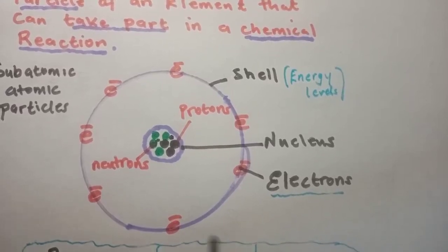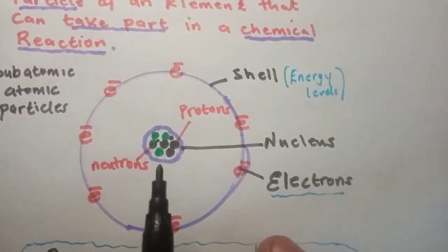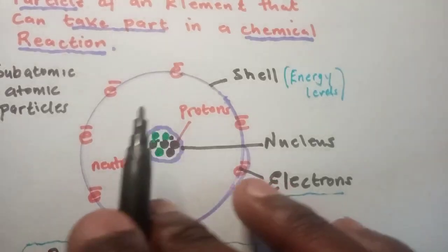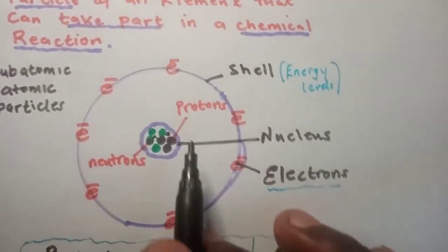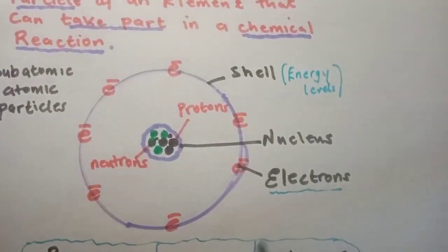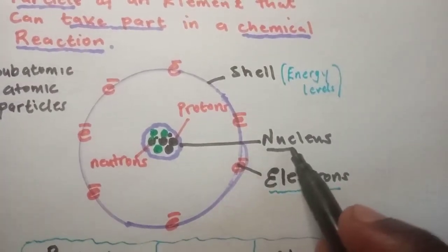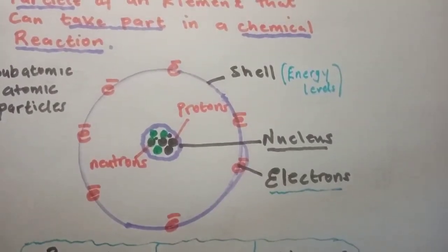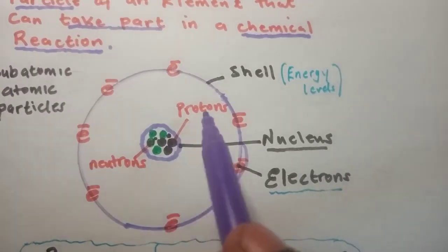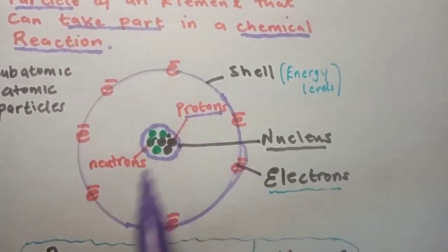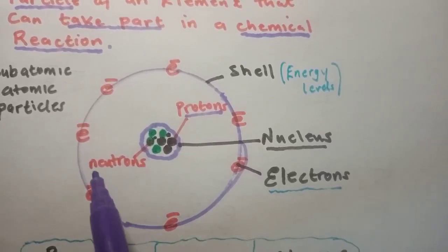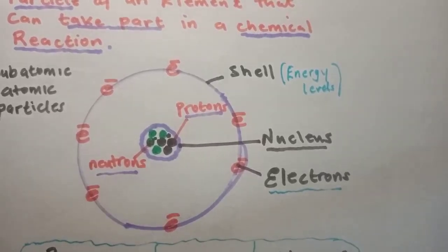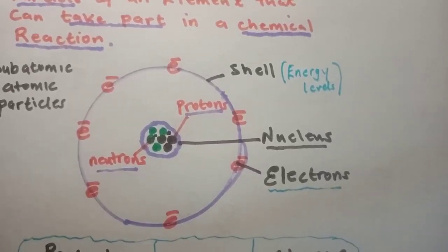Now at the central part of the atom, you have what we call the nucleus, and inside this nucleus you find the two other types of subatomic particles, and these are the protons as well as the neutrons.